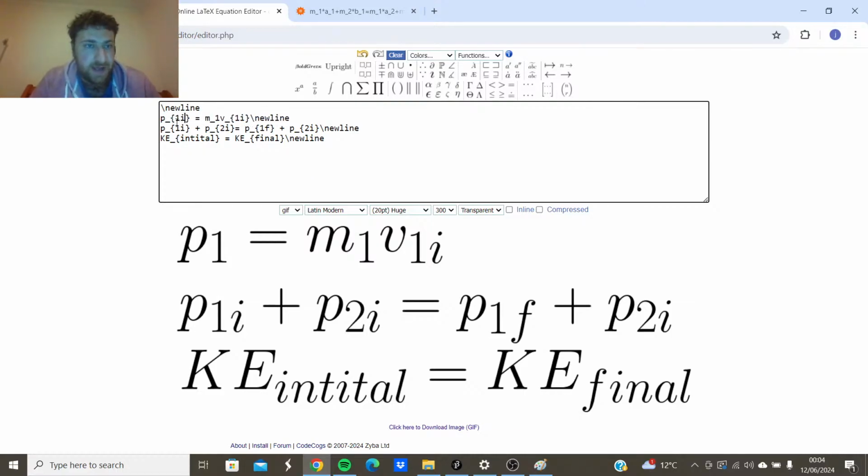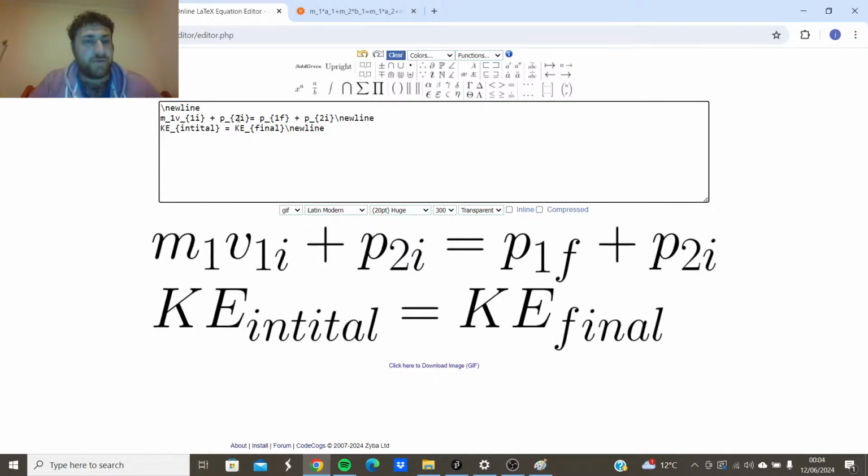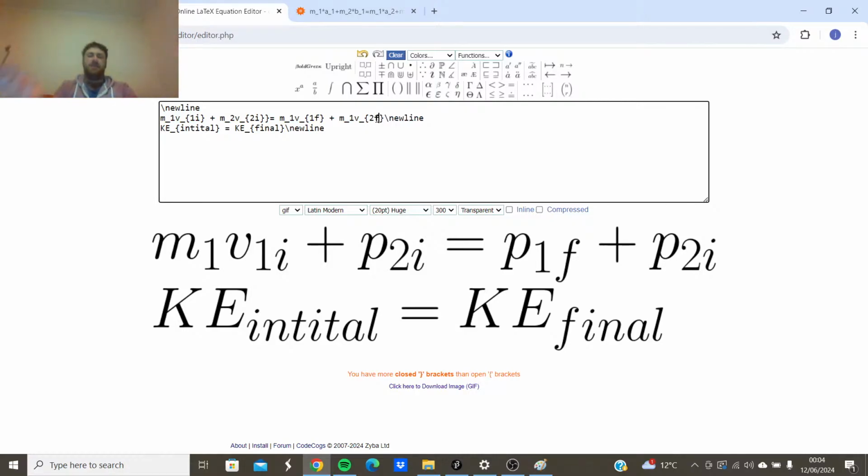When I say P1I, I actually mean M1 V1I, etc. Actually, I'll tell you what I'll do. If we're going to go through this, we're going to do it properly. We're going to start with the full equations and then simplify. So M1 V1I plus M2 V2I is equal to M1 V1F plus M2 V2F. All right, that is our initial momentum equation.